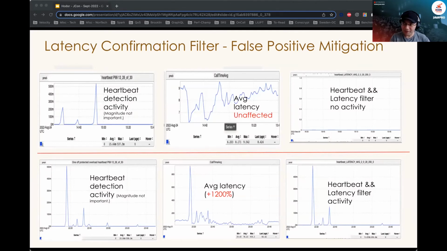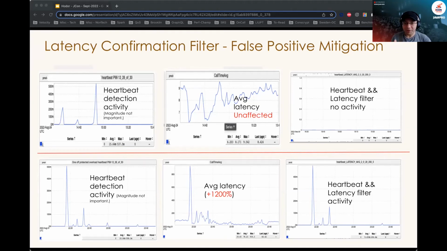Now, for this particular service, the issue was that the service had a suboptimally tuned GC, because of which there was CPU starvation seen by the heartbeat thread. However, as can be seen in the top right graph, the combined heartbeat plus confirmation filter did not fire.